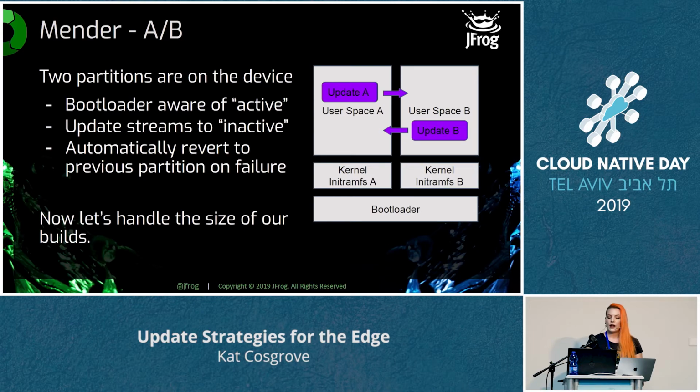So using this method, we have two partitions on the device, A and B. The bootloader is aware of which one is active and which one is not. Obviously, it's going to boot into the one designated as active. However, during an update, the inactive partition gets updated silently in the background. It's streamed straight to inactive, and then it's designated as active, and on next reboot, it's the one that your device boots into. This is useful for us because it means that if something goes wrong, the inactive partition is still there running the old version. And if Mender detects that something is amiss, like it won't boot, it'll just reboot and roll back into the old partition. It's very, very quick.